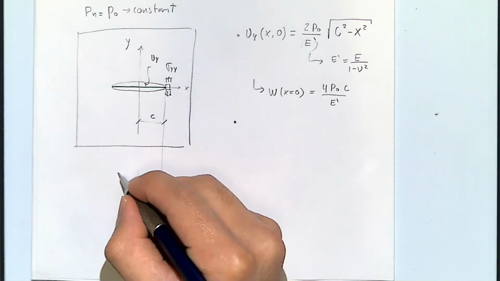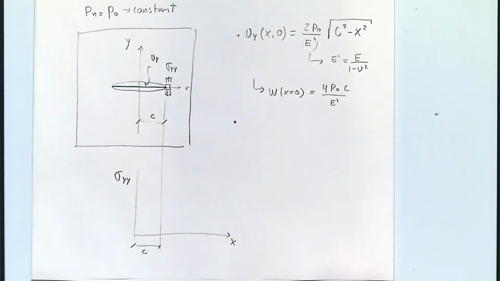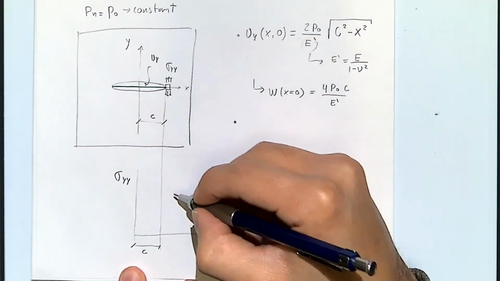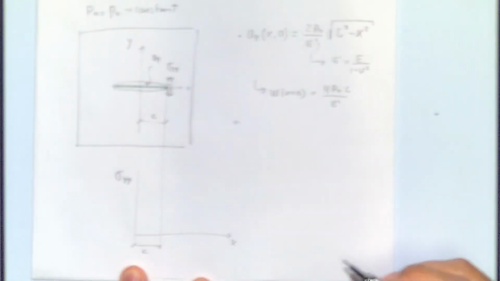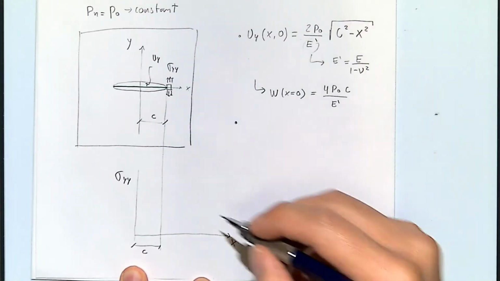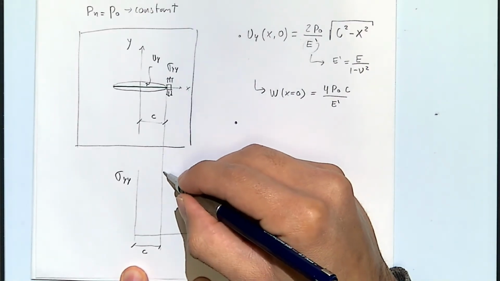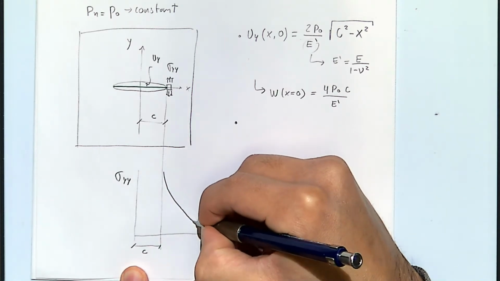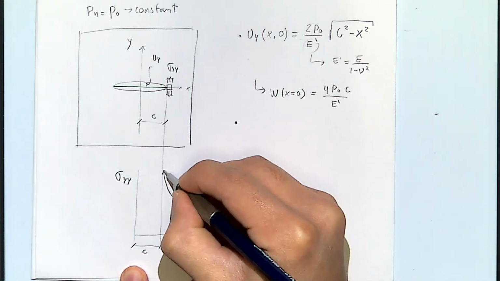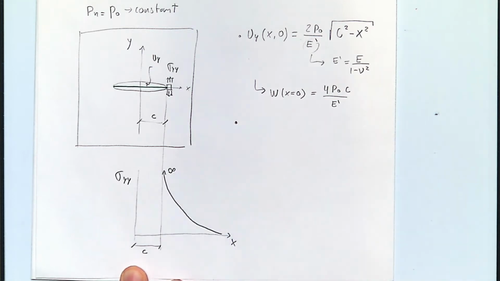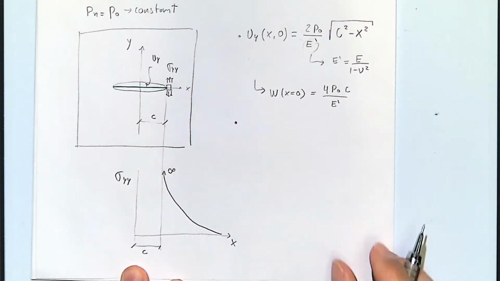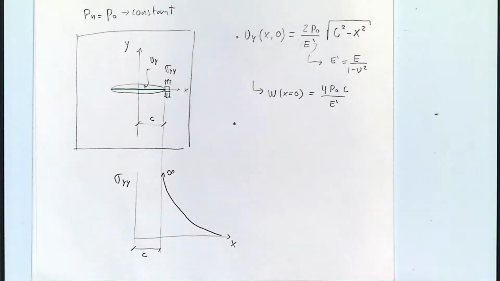And here I'm going to put sigma yy. This is going to be a tension. And Griffith solved that the closer you get to the tip, the higher that tension is going to be. And actually, he shows that that value tends to infinity, which is something that we cannot deal with mathematically. So we need to find a way around that. And that's what we're going to do in a bit.